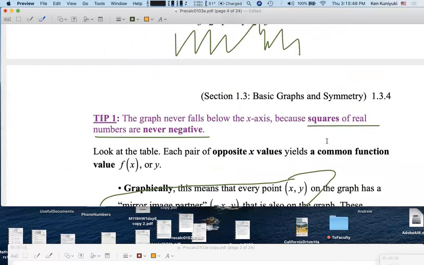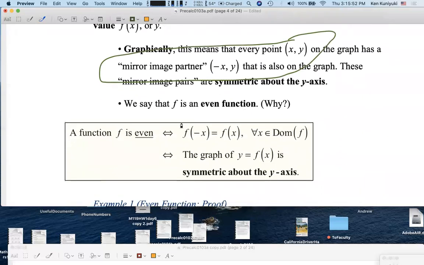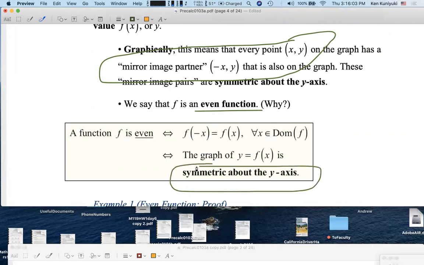But let's prove that algebraically. Why is this squaring function an even function with that kind of symmetry? A function f is even if and only if, and remember, this is going to describe symmetry about the y-axis, where y is a function of x. We're going to assume throughout this section that y is a function of x. A function f is even if and only if, well, when does this happen? If f of opposite x equals f of x for all x in the domain of f.